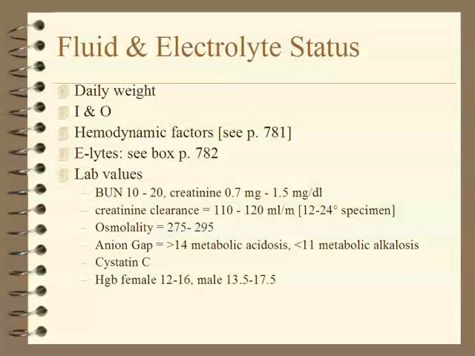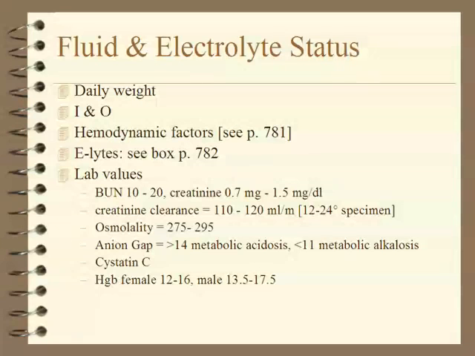Your lab values, your BUN. Now your book says 8 to 20. But the average in most institutions is 10 to 20. Your creatinine 0.7 to 1.5 milligrams per deciliter. And your BUN to creatinine ratio should be a ratio of 10 to 1. If it is less than that, it is prerenal failure. And if it's greater than that, it's intrarenal renal failure.